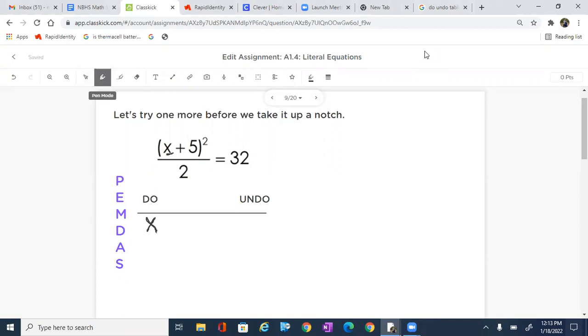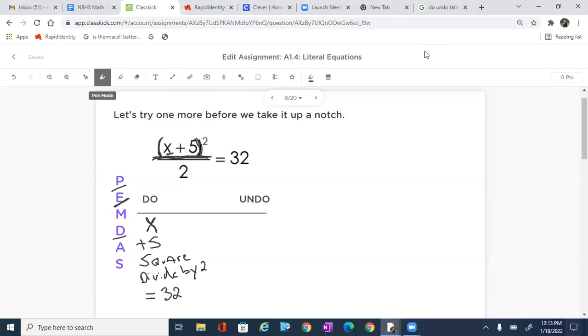And then what do we do? We look in the parentheses and we are going to add 5 to x. And then outside of the parentheses, you'll notice we have an exponent. And so we are going to square that answer of x plus 5. And then after that, we divide by 2. And once we do that and we divide by 2, our answer should be equal to 32.